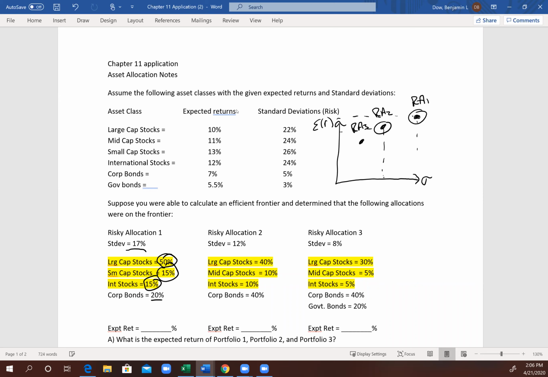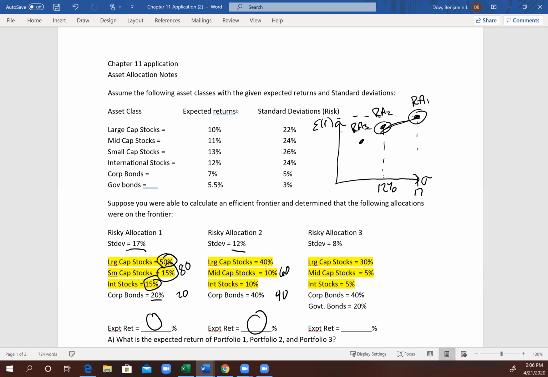And then as we moved into a second position, this was an 80-20 mix. As soon as we moved to a 60-40 mix, we noticed that we lost a little bit in terms of return, but we reduced the volatility significantly. And the volatility went down to 12%.